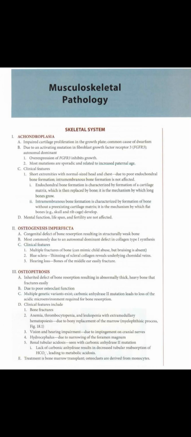Renal tubular acidosis seen with carbonic anhydrase 2 mutation. Lack of carbonic anhydrase results in decreased tubular reabsorption of bicarbonate, leading to metabolic acidosis. Treatment is bone marrow transplant. Osteoclasts are derived from monocytes.